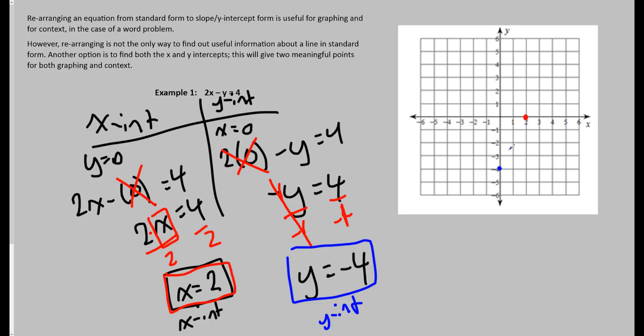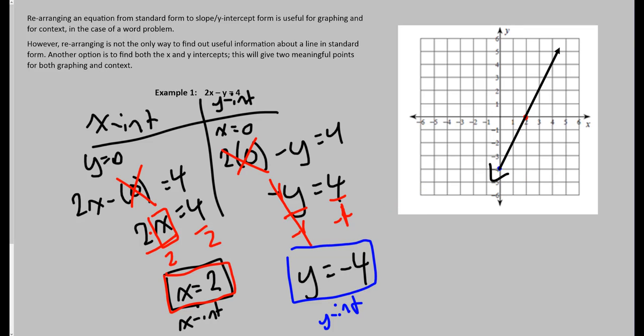So I've got 2 dots on my graph, which means that I can connect the dots, and there is my line. And I should probably include arrowheads on both sides. So that's how we can graph something without figuring out slope and y-intercept.